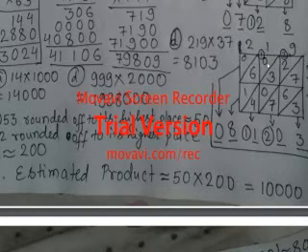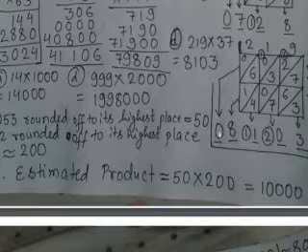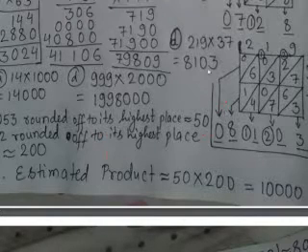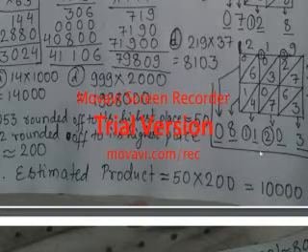So now 1 and 0 is 1, and 1 and 6 is 7, 7 and 1 is 8, and 0 comes as it is. As I said, if there is only 0 at the highest place value, you have to remove that 0, and it will become 8103. That means 8103. The circled number should not be written, you have to keep that in mind.